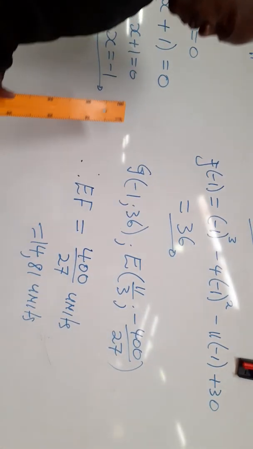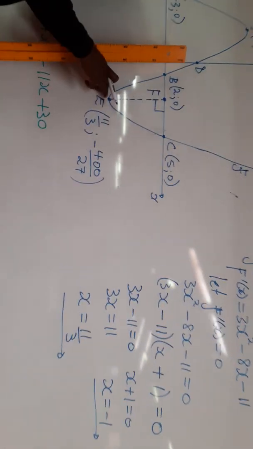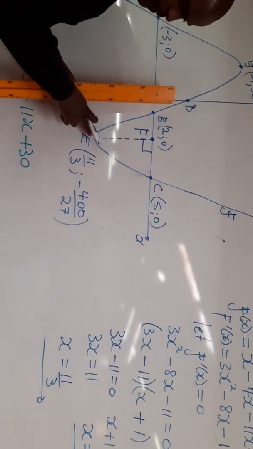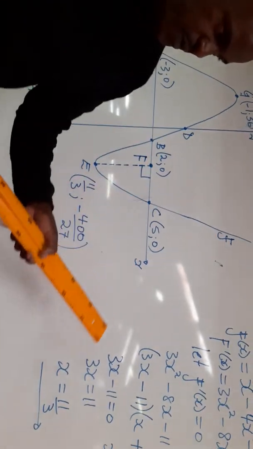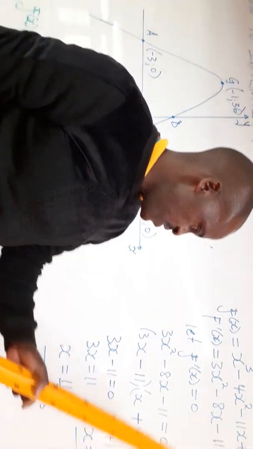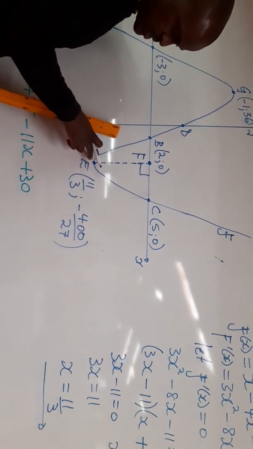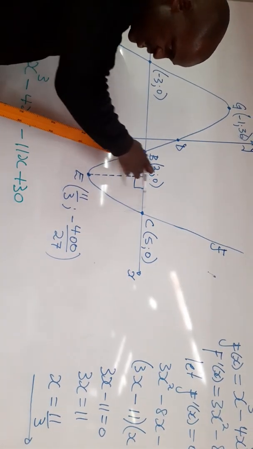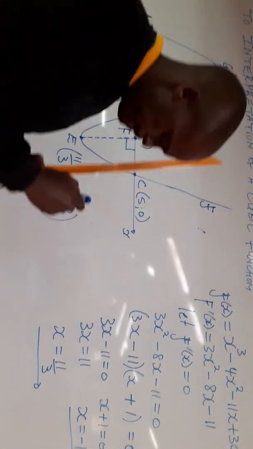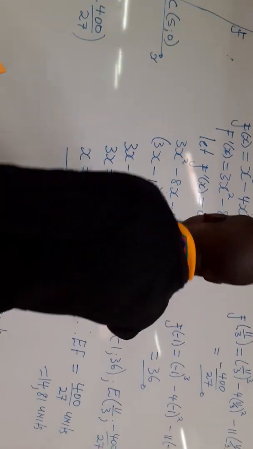So that's the length of EF. It's a matter of checking here. It's a vertical line. So we just move from negative 400 over 27 to that point. Then our answer will be like that. But the most important thing here is that point E is our stationary point. So you are to find the length of that vertical line to 0. Let's move to the next question.